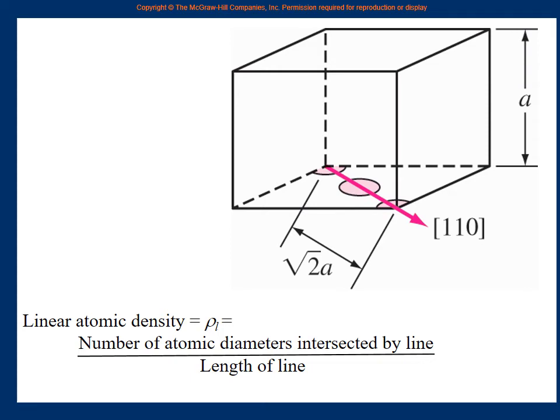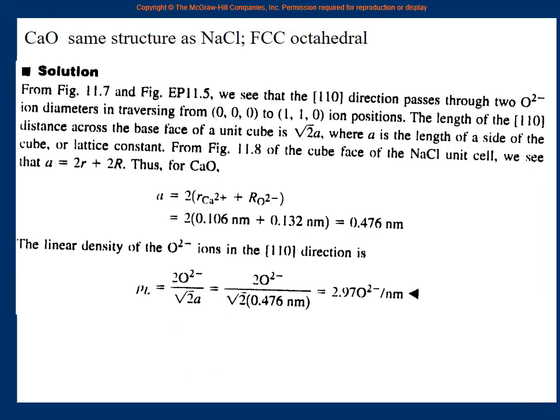Okay, so let us proceed further. Whatever we told you, you can read this later on. A is equal to 2 R of calcium plus R of oxygen. Put in the values. A is equal to 0.476 nanometer, right? And there are 2 atoms per line like this.